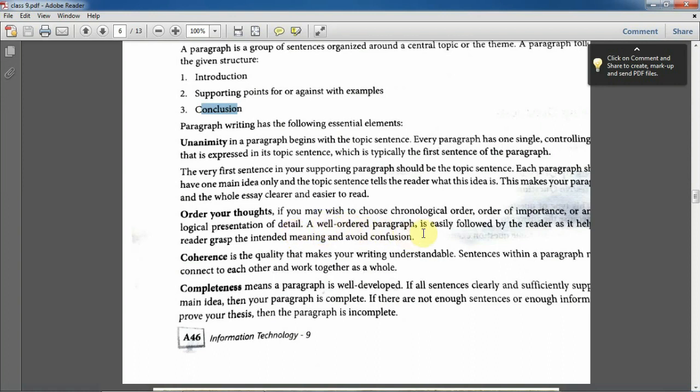A well ordered paragraph is easily followed by the reader, as it helps the reader grasp the intent and meaning, and avoid confusion. So if you write serially, it will avoid these confusions. Coherence is a quality that makes your writing understandable. Sentences within a paragraph must connect to each other, and they will connect only if you write your thoughts in order.